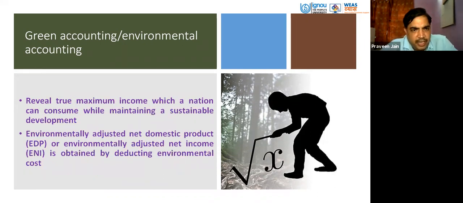So this green accounting reveals the true maximum income which a nation can consume while maintaining sustainable development. Through this accounting, we get an idea of how much maximum income we can have in a country while maintaining sustainable development. So basically, we calculate the environmentally adjusted net domestic product or environmentally adjusted net income by obtaining the environmental cost.